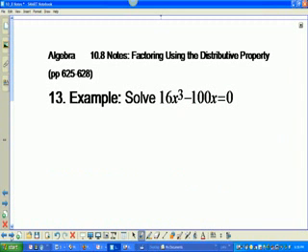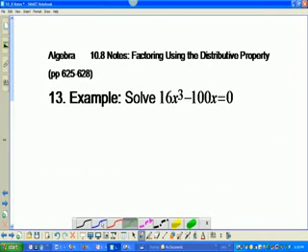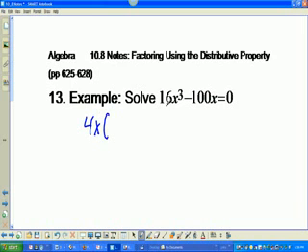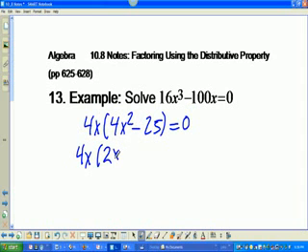Now if I look at the next one, just solving an equation. And we're going to do the same thing. What goes into both 16x cubed and 100x? Well, 4 goes into 16, and 4 goes into 100. So I'm going to factor out the 4x. 4x times what is 16x to the third? Well, that would be 4x squared minus 25 equals 0. Notice 4x squared minus 25, that's a difference of two squares. So that'll be 4x times 2x plus 5 times 2x minus 5.